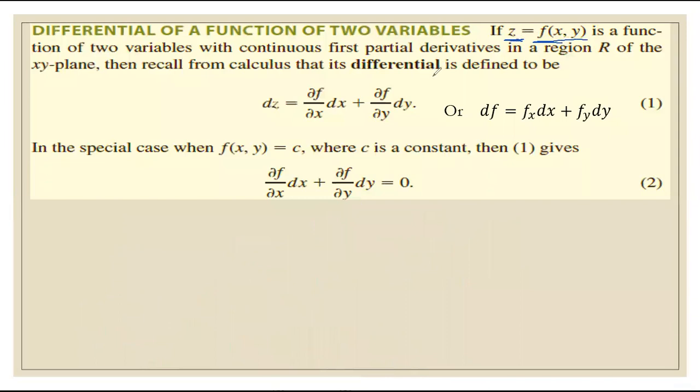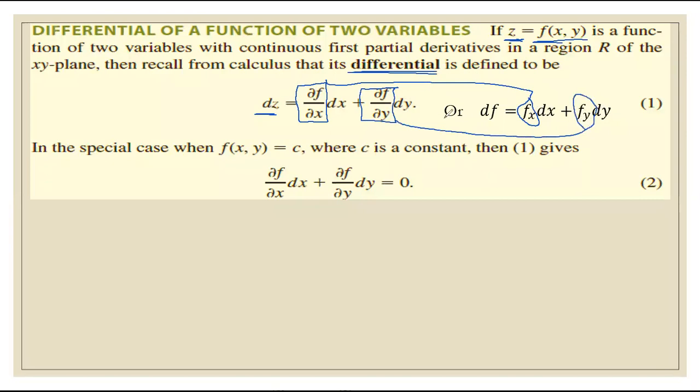Now, here my function f is z, and I need to find its differential. So I wrote dz or df, it's partial derivative times dx and partial derivative times dy. Sometimes the partial derivative of f can be written in this form. So f sub x, this one, means you have partial derivative with respect to x. Also this, it is the partial derivative with respect to y. Take this notation.